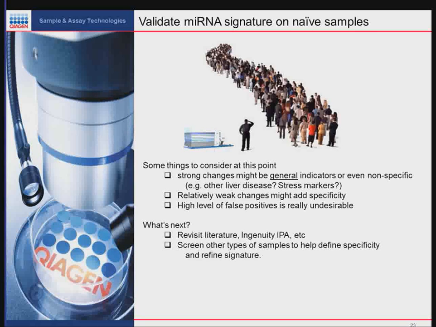And the other thing that we would do is we're revisiting the literature with this list of differentially expressed microRNAs. We're using Ingenuity IPA to try to figure out, in a biological context, which of these make the most sense to follow up on, and screening other types of liver injury and other types of samples to help define the specificity.